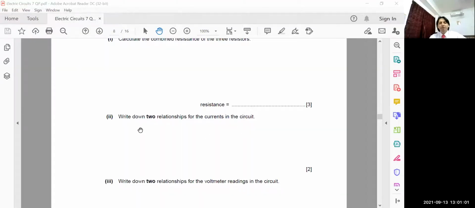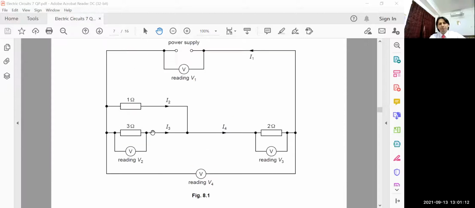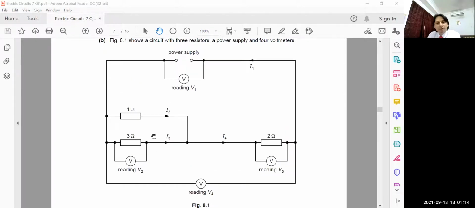In the second part, write down two relations for the current in the circuit, from the circuit diagram. What are the two relations? They are talking about writing the relation between I1, I2, I3, I4, how they are related, children.